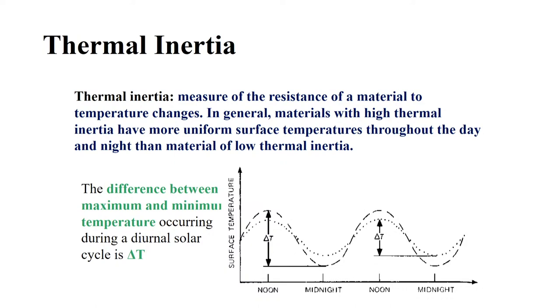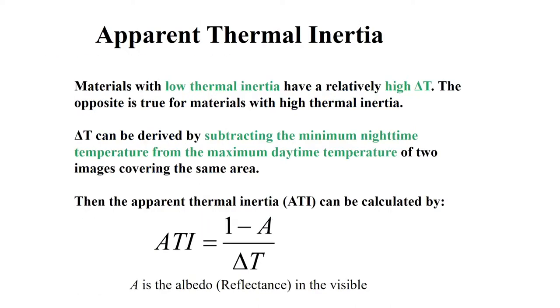But when we are talking about remote sensing, one resolution cell will have different kinds of objects. So there we are going to measure the apparent thermal inertia. To measure apparent thermal inertia, we measure the difference between the maximum and the minimum temperature of a diurnal solar cycle. So here you can see that for every surface, we are measuring the change in temperature, the difference between the maximum and minimum temperature. By measuring this, one will be able to measure the apparent thermal inertia.